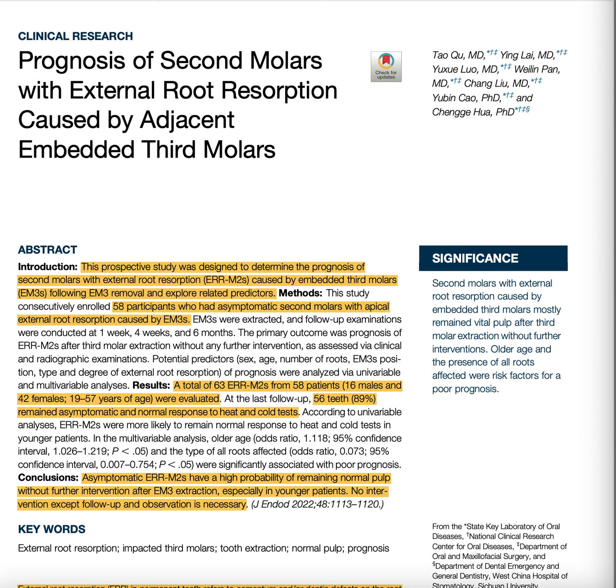This study was talking about the prognosis of second molars with external root resorption caused by adjacent embedded third molars. External root resorption in permanent teeth refers to cementum and dentine defects on the root surface. Many factors such as chronic periodontitis, pressure from the impacted tooth, tumor, trauma, and orthodontic treatment might induce external root resorption by activation of odontoclasts and cementoclasts.